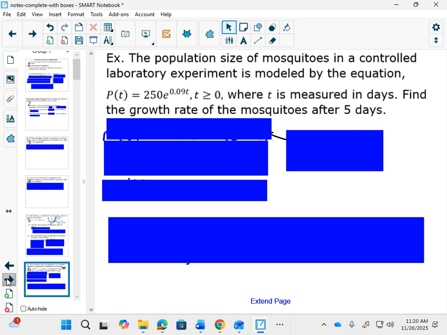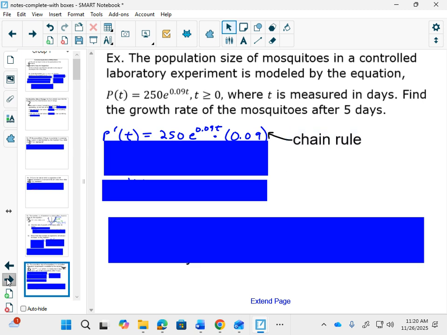Now on this one I'm going to use my calculator a little bit. Now finding the derivative, definitely you can do your chain rule here. Right? I probably have an arrow saying chain rule. Yeah, there it is. Because we have the 0.09t inside of e, so e is your outside function. And the derivative of e is itself, keep the inside the same, and then multiply by the derivative of the inside.